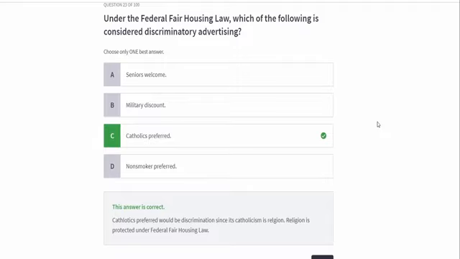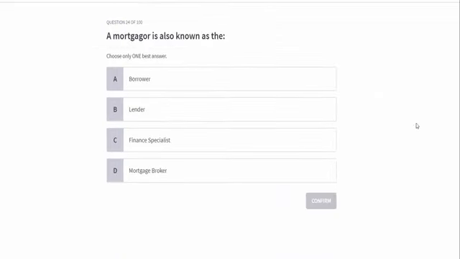And again, when you learn about the federal fair housing laws, you understand that there's certain language that you have to be very careful with. And this is one of those instances where you just have to understand Catholics preferred, not okay, because Catholicism is religion, and religion is protected under federal fair housing. So can't say that. All right, next one.